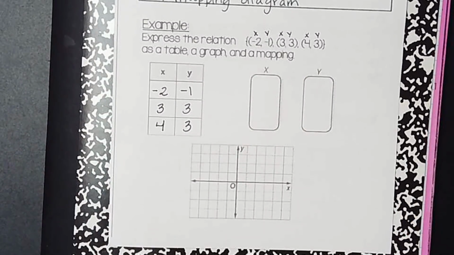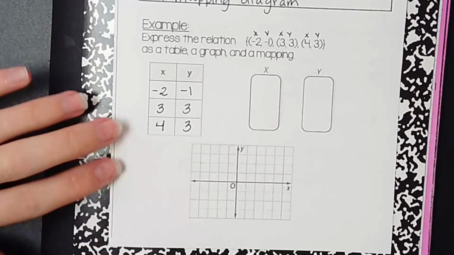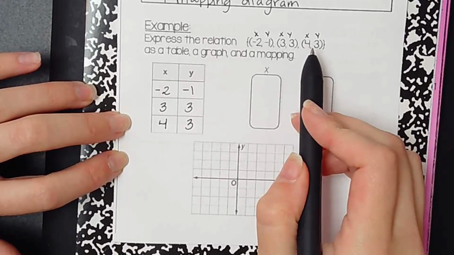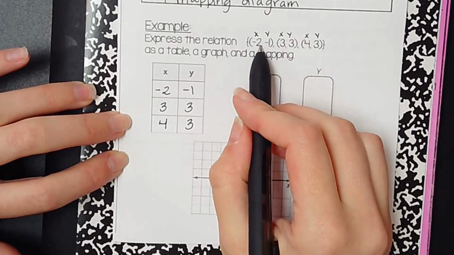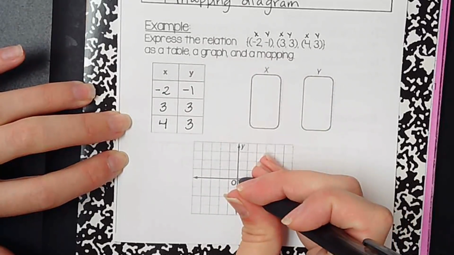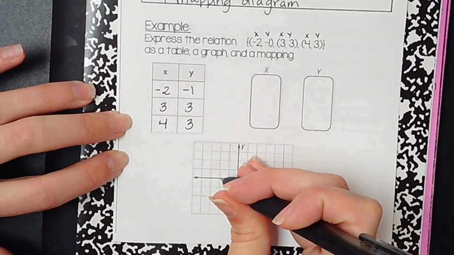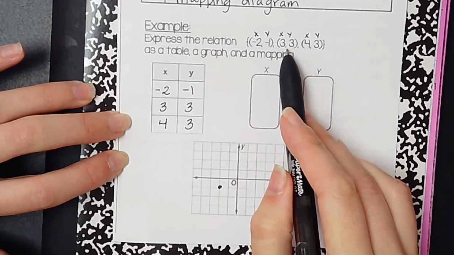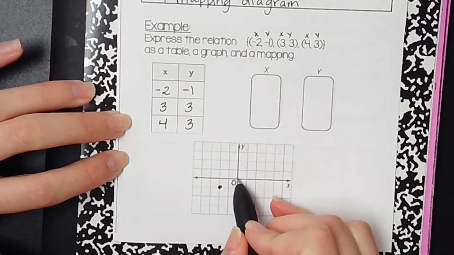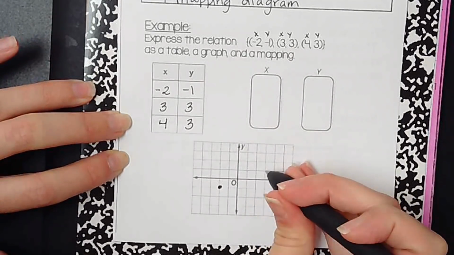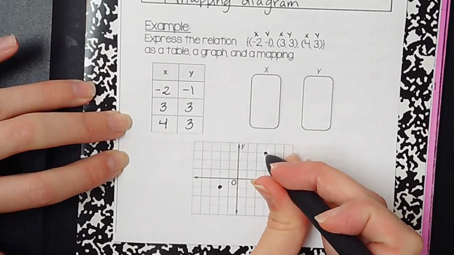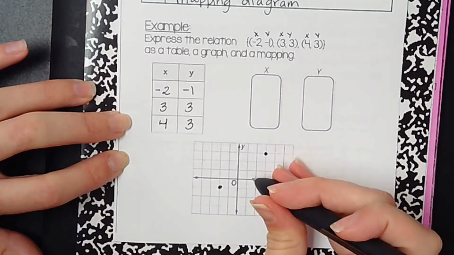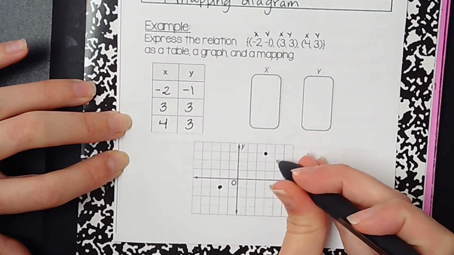When we represent that relation as a graph, there's nothing new or different here. I'm just going to plot all 3 points on a graph. So the point -2, -1, starting at the origin, I would move 2 to the left and down 1. For the point 3, 3, starting at the origin, I would move 3 right and up 3. And for 4, 3, I start at the origin. This time I go right 4 and up 3.